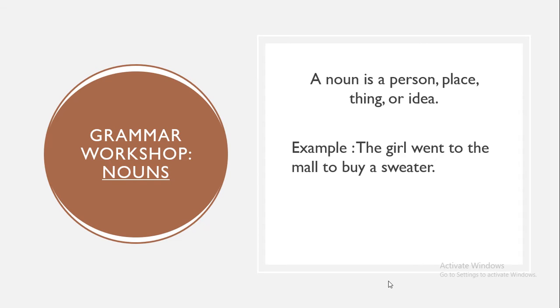So, for example, say you have a sentence that says, the girl went to the mall to buy a sweater. This sentence in particular has quite a few nouns. I want you to take a moment to write this sentence down and underline what are the nouns that you see in this sentence. So, whether it's a person, place, thing, or an idea, go ahead and underline those nouns.